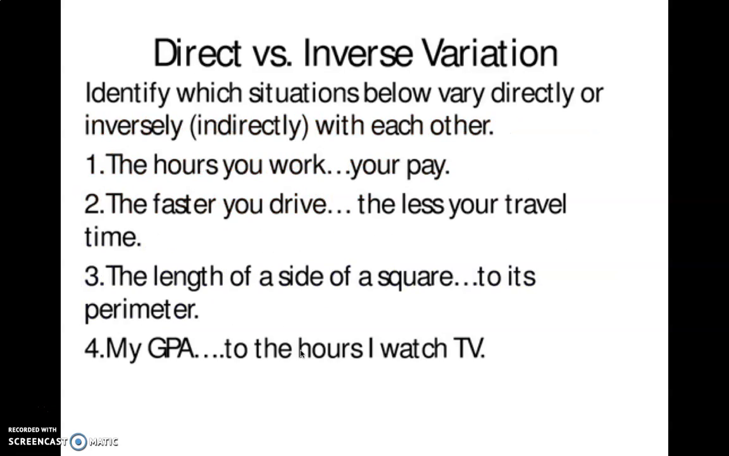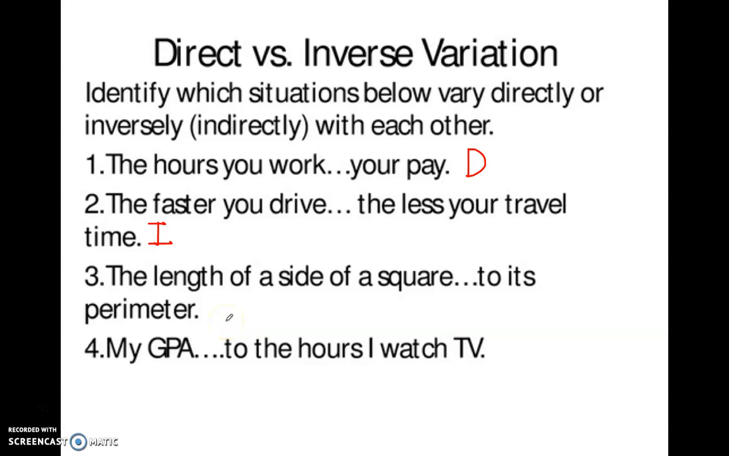If you look at number one, it says the hours you work. As you increase the hours you work, you also increase your pay. So number one is direct variation. Number two, the faster you drive, the less your travel time. So as you increase speed, you decrease time traveled. So this would be an example of inverse variation.